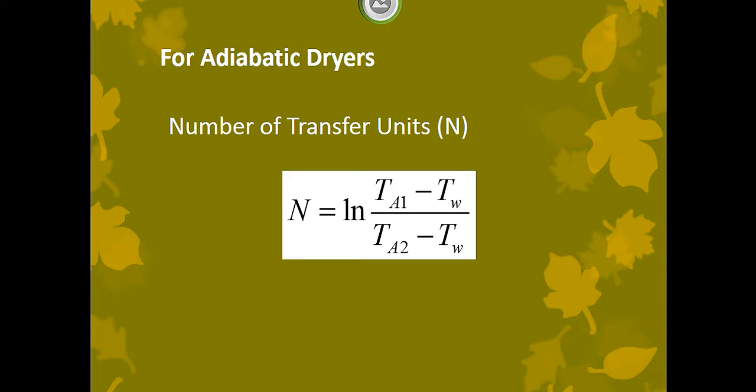Most of the time, class, take note, if the number of transfer units is not mentioned in the problem, it is equal to 1.5. This will allow you to determine the temperature that is not given in the problem, whatever the temperature might be, based on the formula of the N, the number of transfer units. But if you are given all this, then you can determine the actual number of transfer units for your particular dryer. If it's not stated, then it's okay to assume that it is 1.5, because as per design, that is the standard number of transfer units for adiabatic dryers.